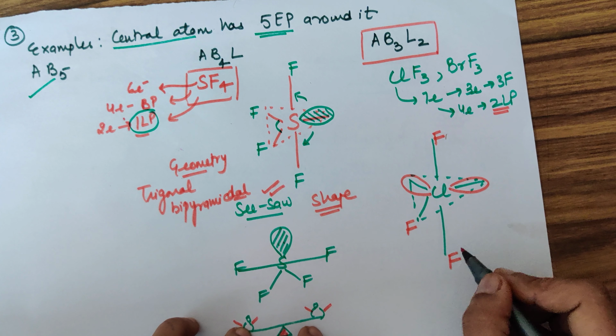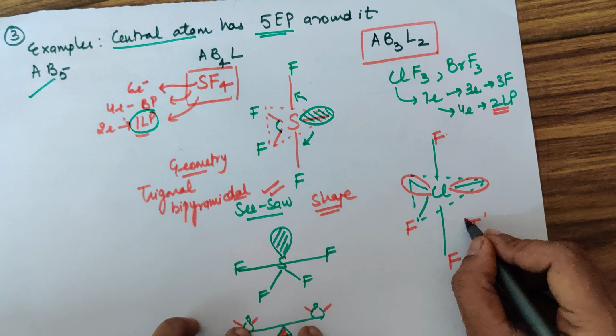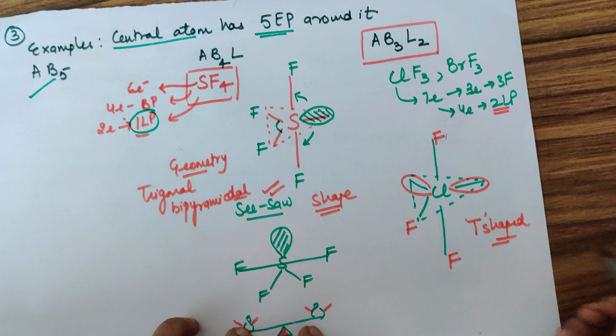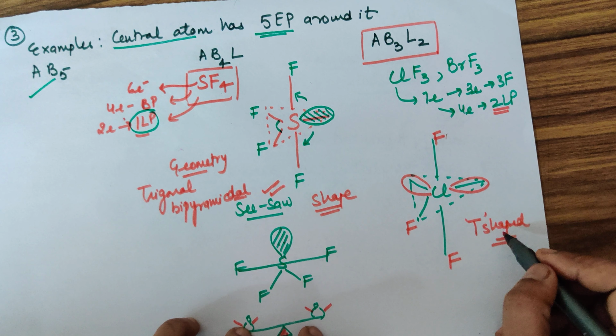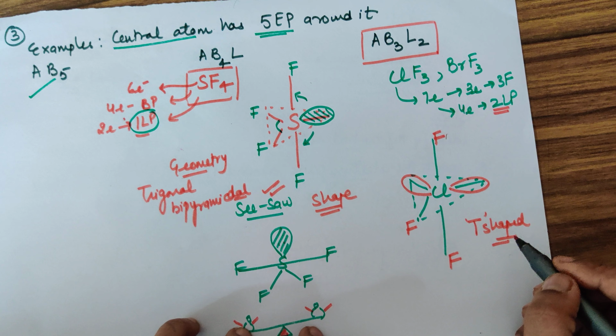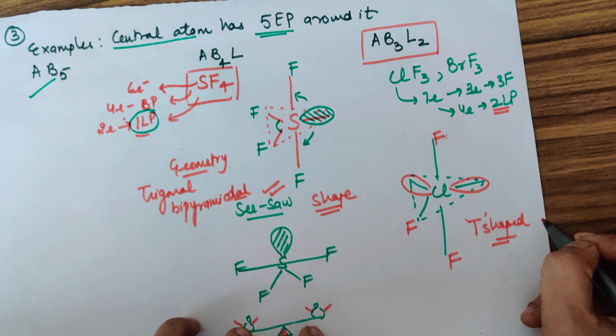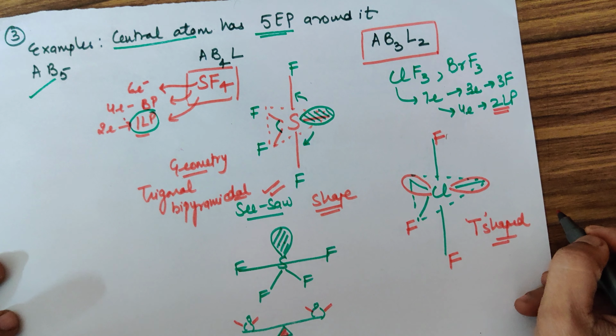This geometry is called the T-shaped geometry. This line along with this line, it is said to be a T-shaped geometry, and the shape is T-shaped and the geometry is trigonal bipyramidal.